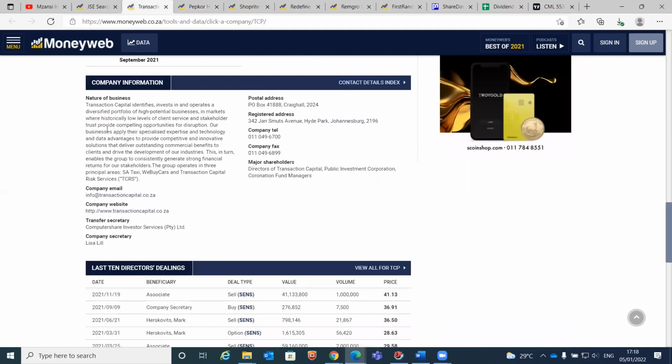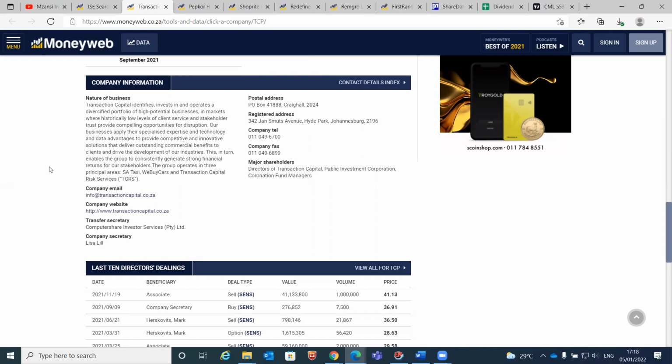And then lastly, the last company that I want us to look at is Transaction Capital. Well, it's a company that offers credit or financial services to different companies. One of their subsidiaries is SA Taxi. So most of us Black people, we have used a taxi. Some of us still use taxis. So SA Taxi funds those taxis.